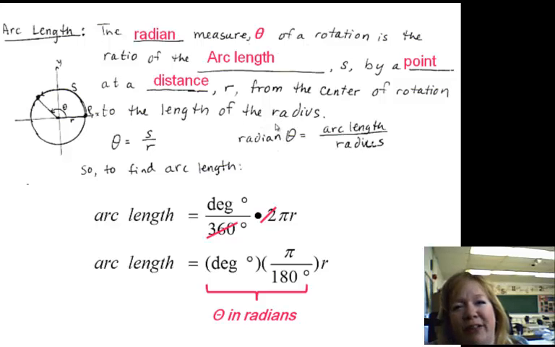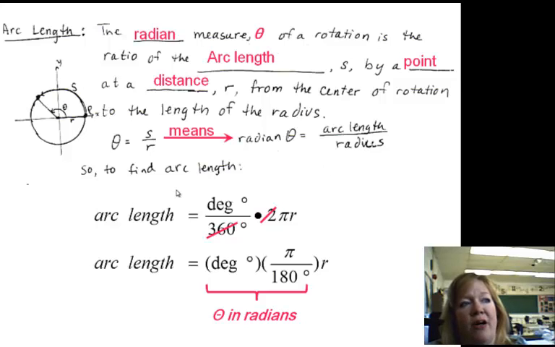I don't really like this definition. If you understand this, that arc length equals theta times r, you're in good shape. So this theta in radians, they're trying to give you a better definition of what a radian is. Theta in radians is the arc length divided by the radius. So that's what it means. Radian theta equals the arc length divided by the radius.